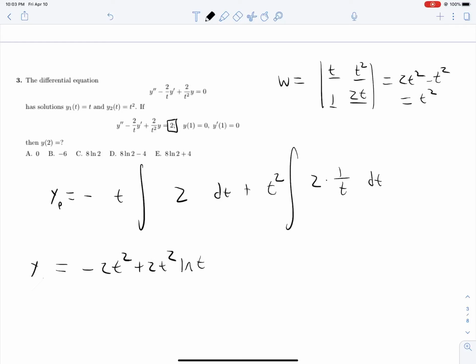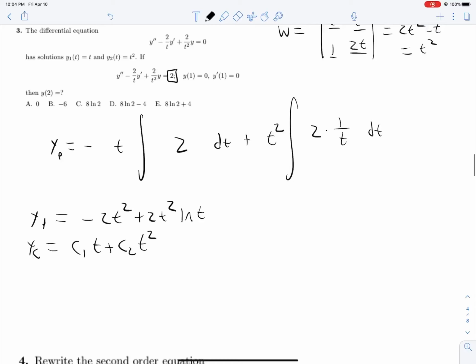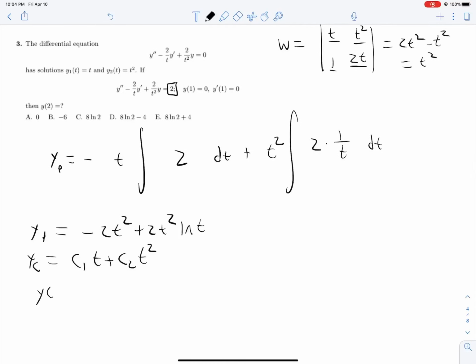Okay, and we know that this is yp. In order to find y of t in general, we're going to need to add yc, where yc is c1 times our first fundamental solution plus c2 times our second fundamental solution. And so putting these together, where y of t is just yp plus yc, y of t is negative 2t squared plus 2t squared ln t plus c1t plus c2t squared. Since we're given initial conditions, we can solve for these c1 and c2 components.